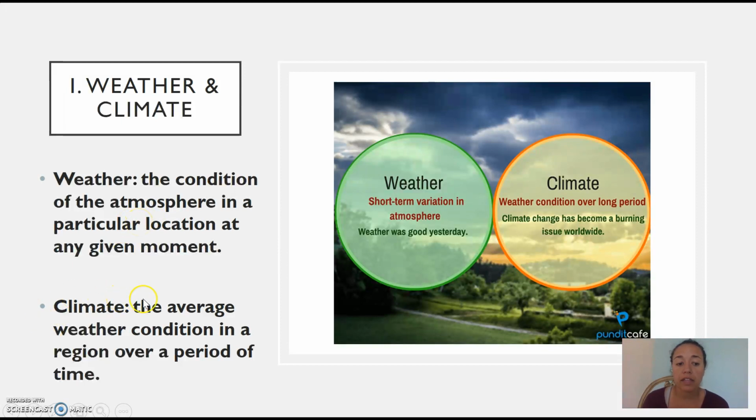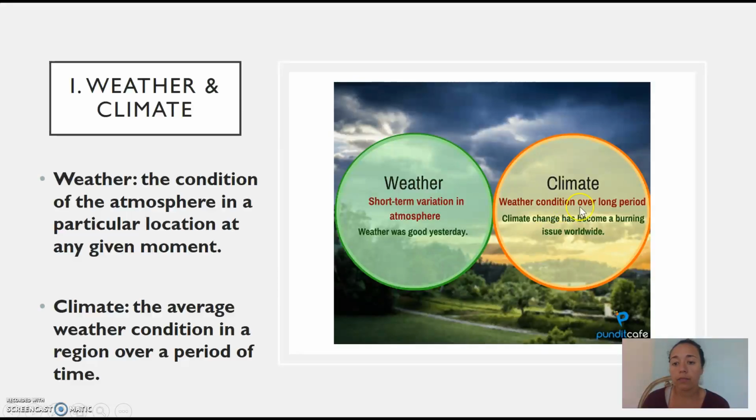The climate is more like the average over a period of time. So, in 2016 to 2019, the temperature has increased due to climate change. That would be the difference. Weather is right then, in a particular location right then, and climate is the average over a long period of time. Okay, so that's it.